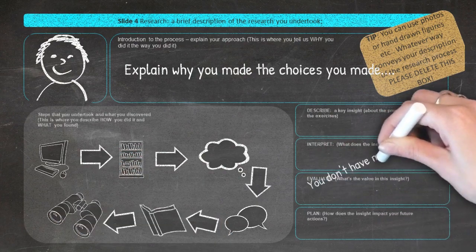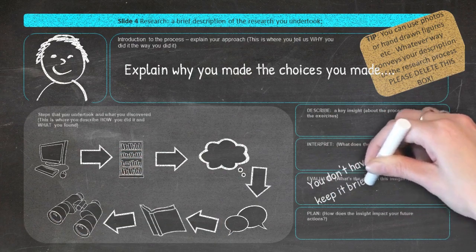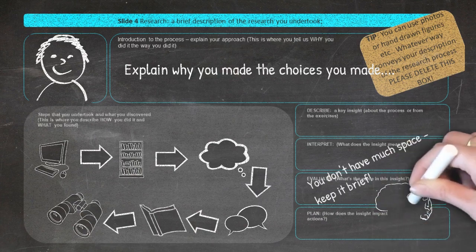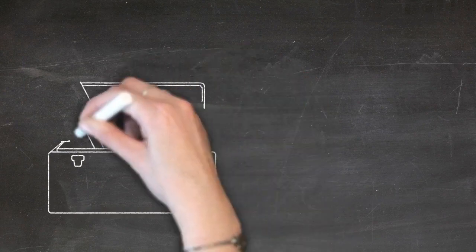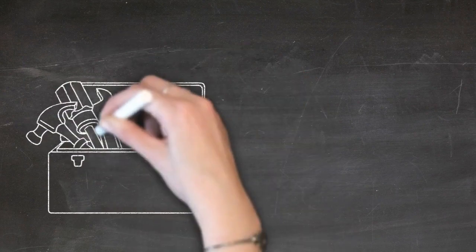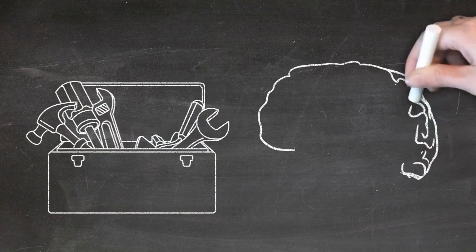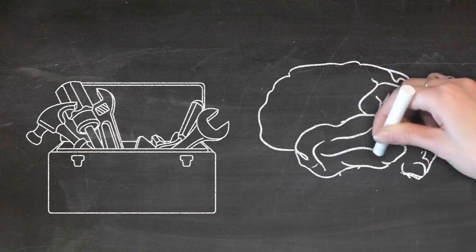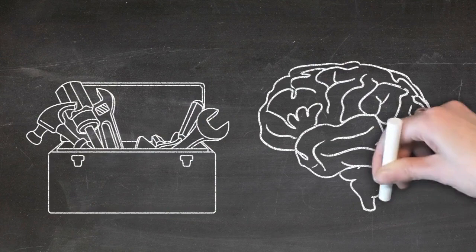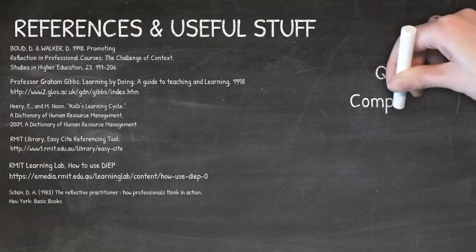Lastly, there's the reflection section. You need to keep this very brief. There is not very much room here at all. But remember, this is design doing. Although we call it design thinking, it's design doing. And even though we call it reflective writing, it's actually the reflective thinking that really matters.